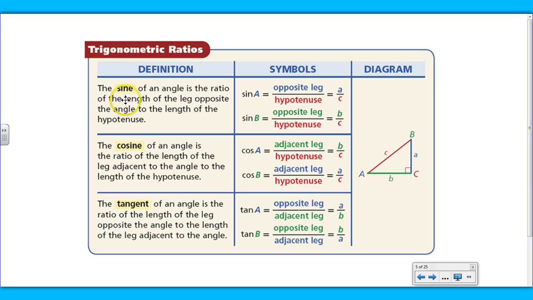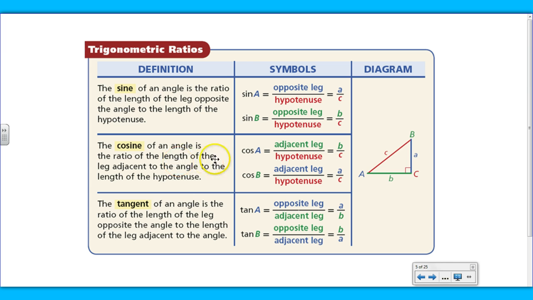So the trigonometric ratios are known as sine, cosine, and tangent. The sine of a given angle is the ratio of the length of the leg opposite the angle to the length of the hypotenuse. Opposite over hypotenuse. So sine of A would be A over C. Sine of B, angle B, would be, again, opposite of angle B is length B over hypotenuse C, B over C. We say SOH, S-O-H, opposite over hypotenuse.